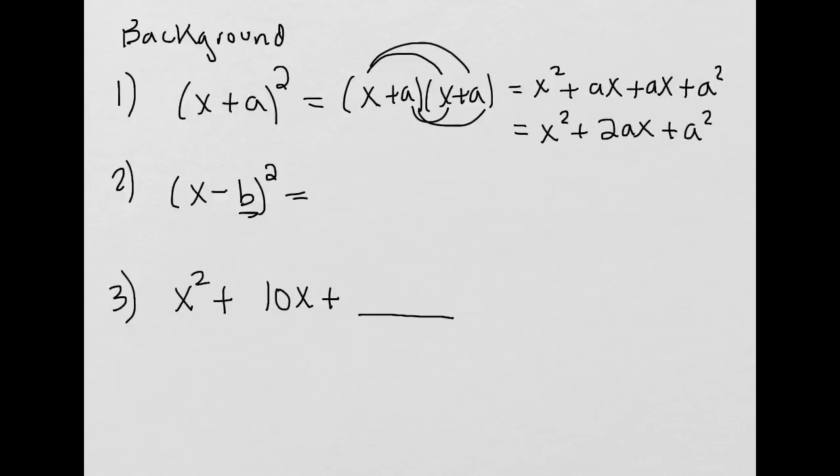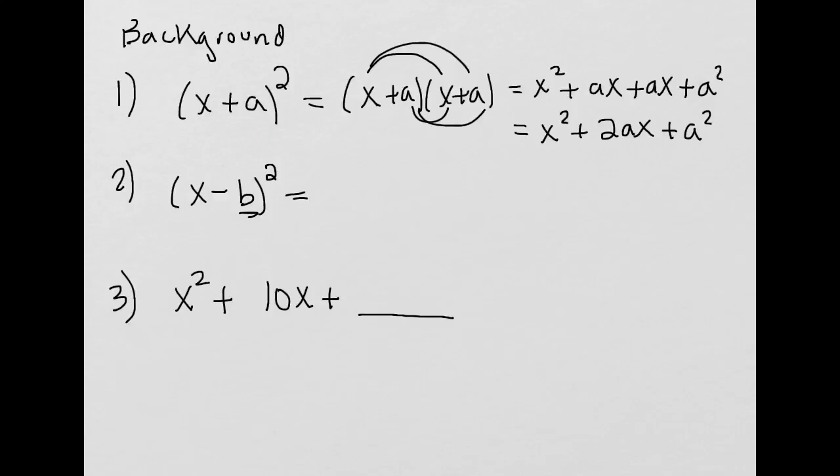So what I want you to notice is the relationship between the number in front of my x term and the number that's in my parentheses here. Notice that the number in front of my x term is double the number that's in my parentheses along with the x. Also notice at the end that this is just the number in my parentheses squared.